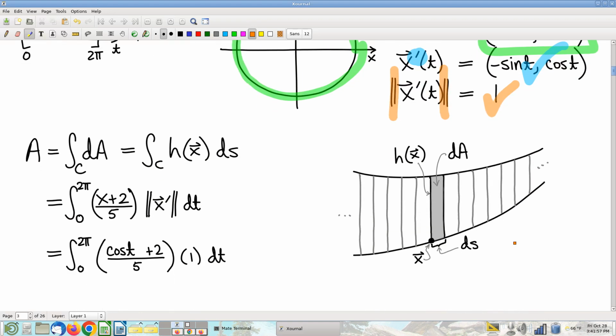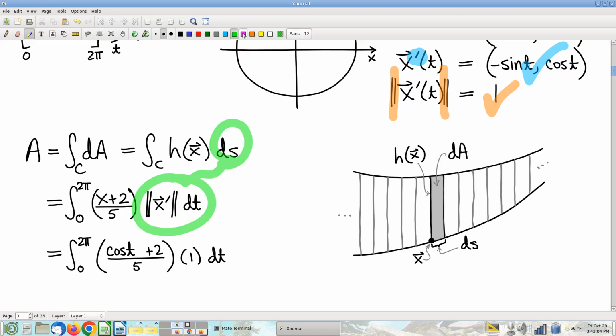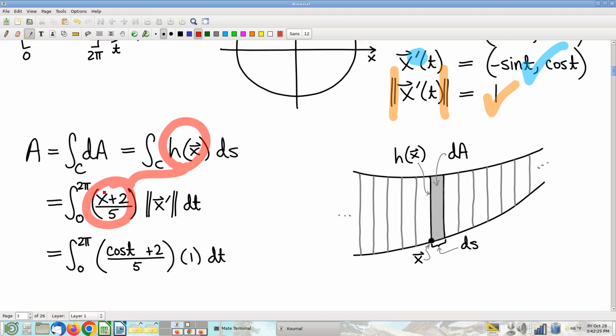And so on a little piece of curve here, I can rewrite ds as speed times dt, and that speed is 1. Everybody all right? It's all plugging in from here. The height, bad color choice. The height is given as that formula.